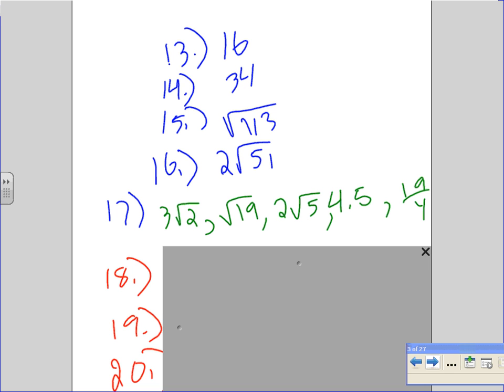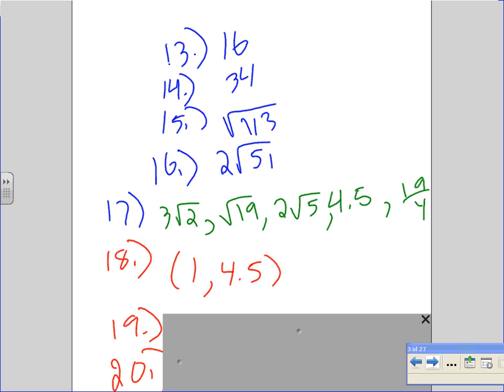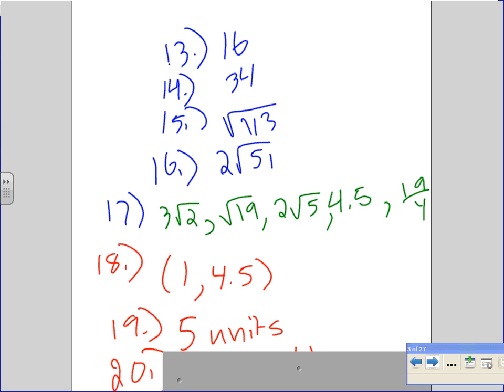Okay, number 18. Shane, what did you get for the midpoint? Good job. 1 and 4.5. Number 19 was distance. Camille, what'd you get? No. You may have used the formula wrong. Greta, what'd you get? Good. It should be 5. So number 19 is 5 units is the distance. It was square root of 25, which is 5.